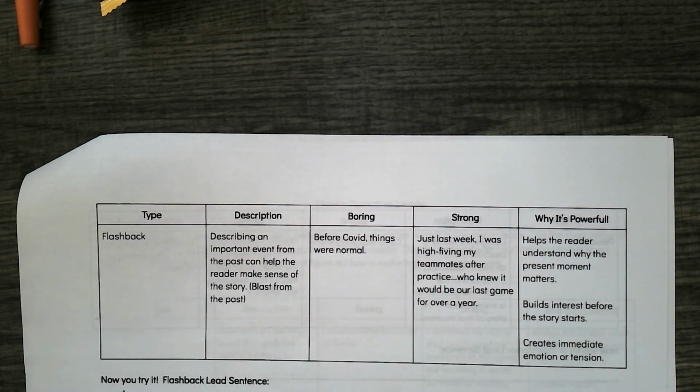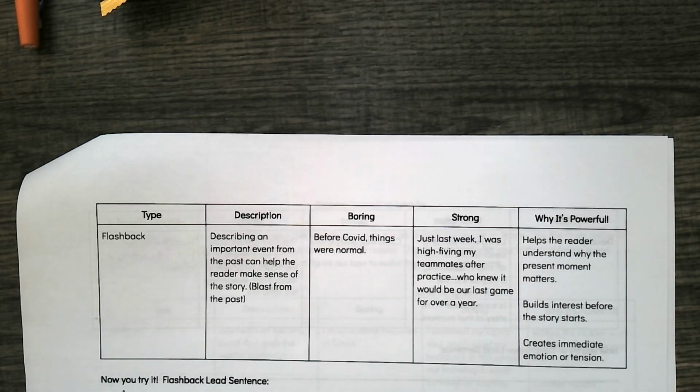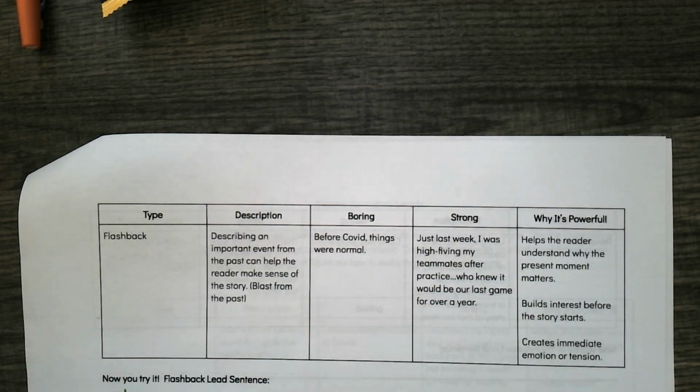So this is one I'm excited about trying because, as a writer myself, I don't think anything I've ever written uses the technique of a flashback, even though I know that's a very powerful way of starting a story. So I'm excited to try this lead as well. With a flashback, just like with movies, it's a very effective way to start. It describes an important event from the past that can help the reader make sense of the story, kind of giving them context. So a blast from the past is a way to think about it. But it helps the reader understand why the present moment matters.